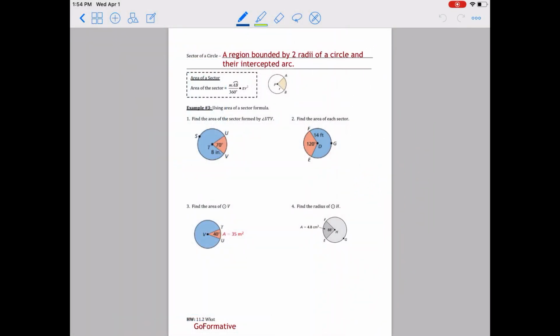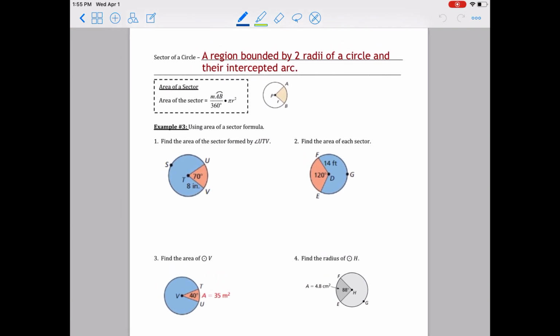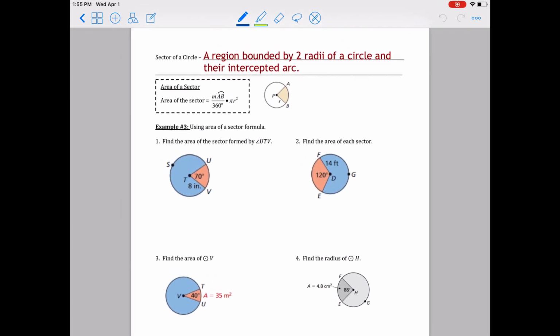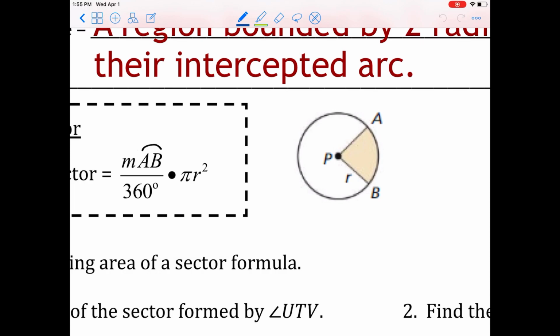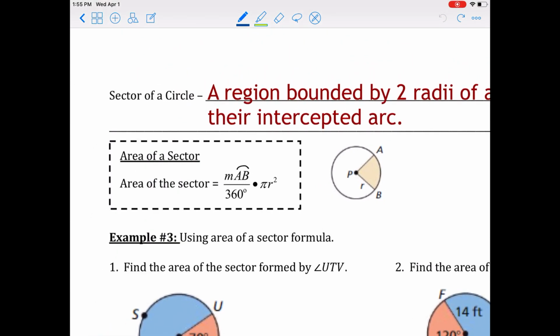Let's move on to the area of a sector. So a sector of a circle is pretty much just a pie slice is how I word it. The textbook definition is a region bounded by 2 radii of a circle and its intercepted arc. So this yellow shaded area right here, that is a sector, and we are going to find the area of that.